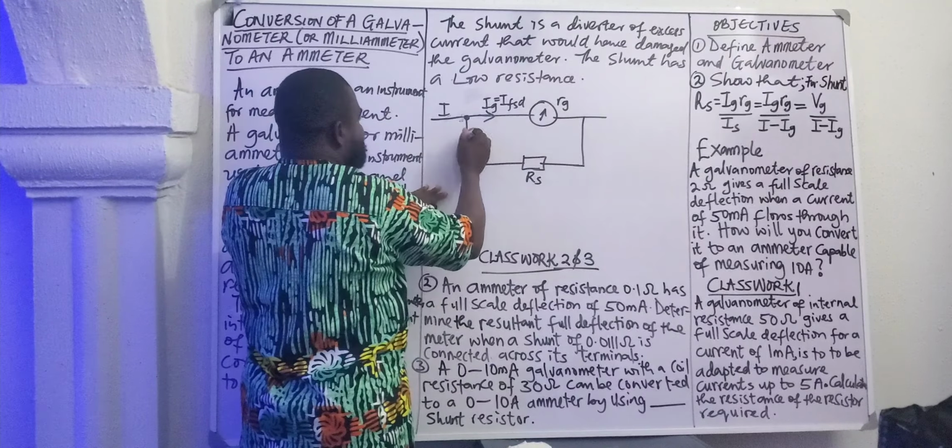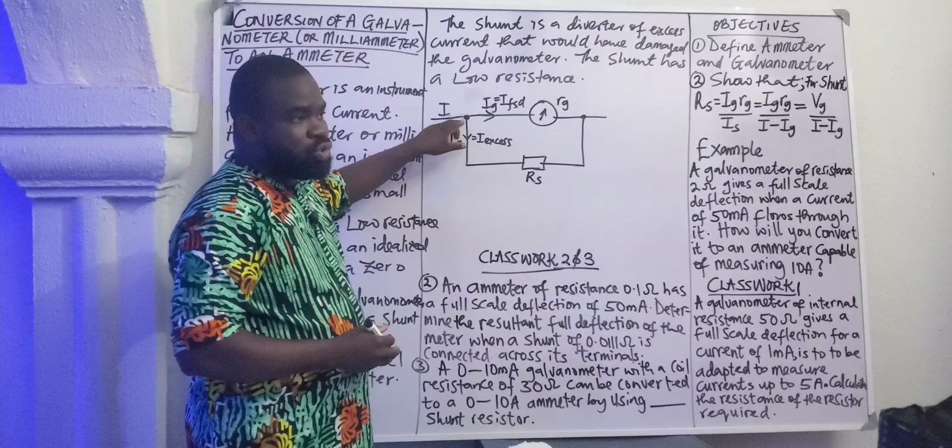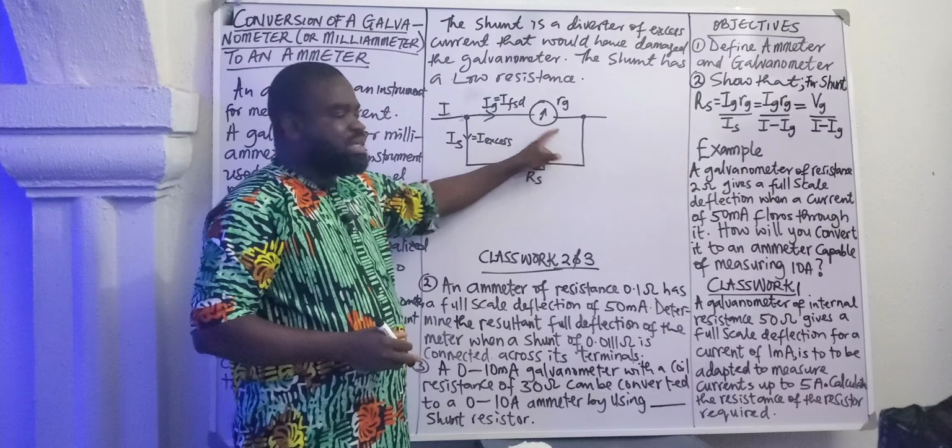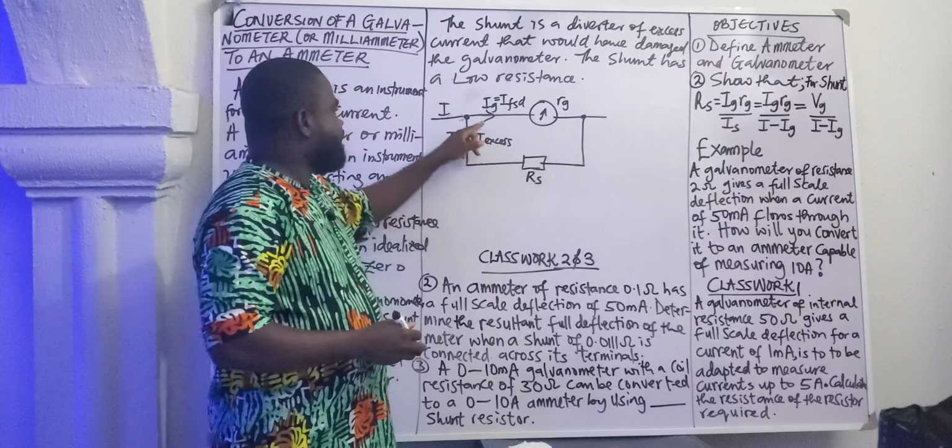So here we have a node here. We also have a node here. So what does that mean? It means that this maximum current, when it gets to this node, will split into two. Part of it will go through the galvanometer, part of it will now go through the what? Shunt. So remember, our objective is to determine the value of this resistance.